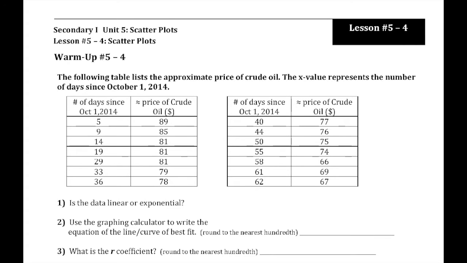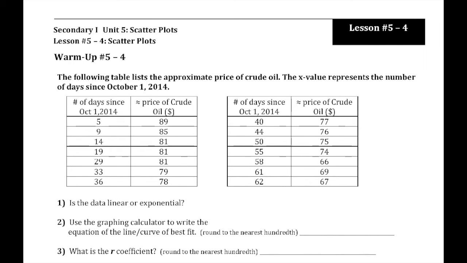Okay. Warm-up 5-4. The following table lists the approximate price of crude oil. The X value represents the number of days since October 1st, 2014. In number 1, we're going to use these tables. This is one table. It's just been broken up into two pieces. Okay? And we're going to decide, is the data linear or exponential?